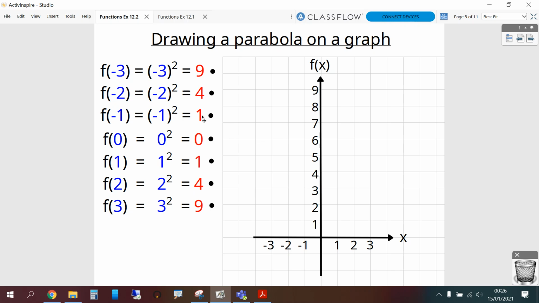If we take these results and plot them onto a graph, so blue numbers being the x-coordinate and the red numbers being the y-coordinate or the f of x value. So negative 3, 9, negative 2, 4, negative 1, 1, 0, 0, 1, 1, 2, 4, and 3, 9.